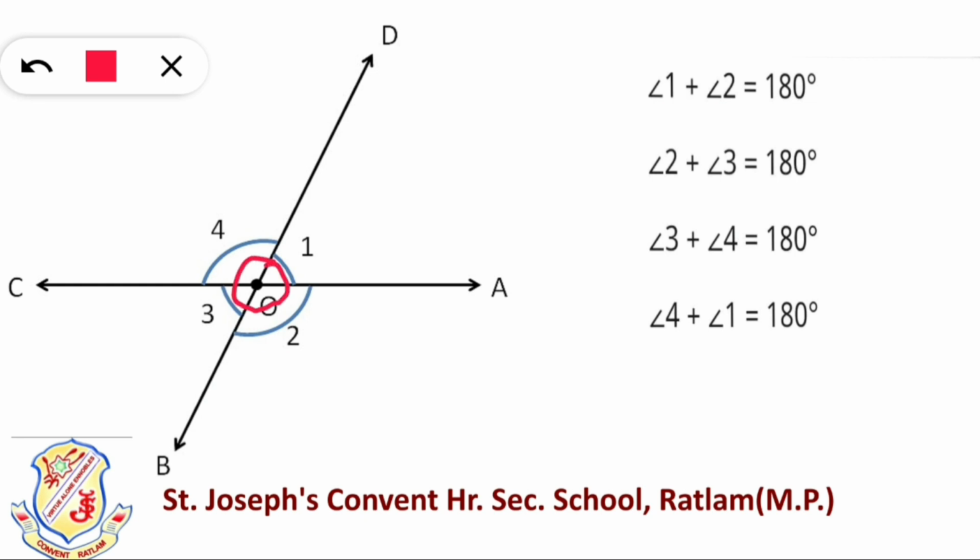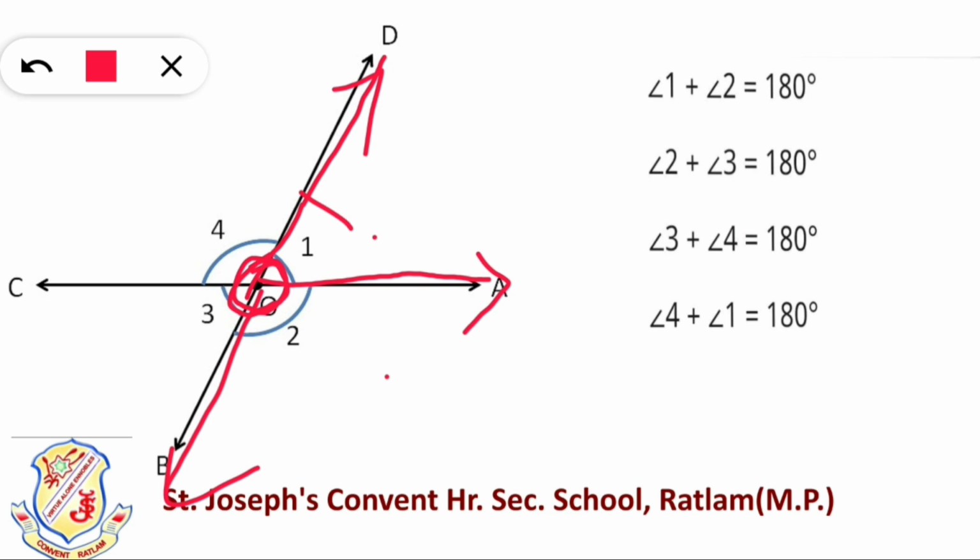If we talk about angle 1 and angle 2, both are sharing a common vertex, that is this point O, and they have a common side, that is this one OA. Their non-common sides, this side and this side, are exactly opposite rays, and when we add both these angles we get a straight angle, which is 180 degrees. Hence these angles are also called linear pair angles.